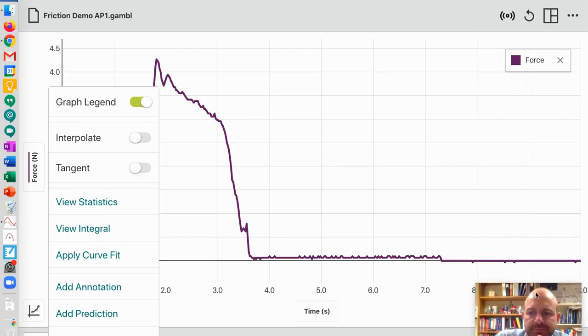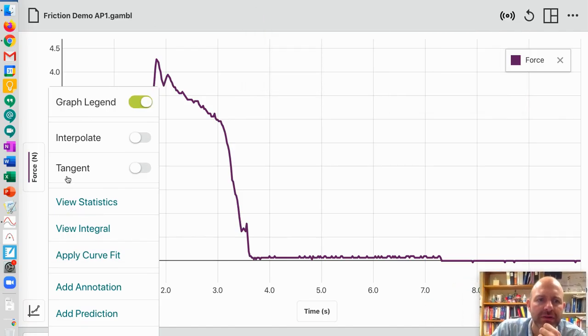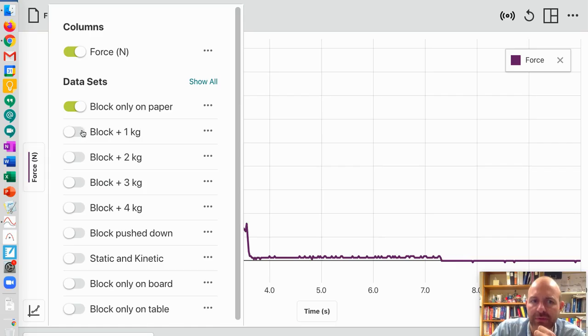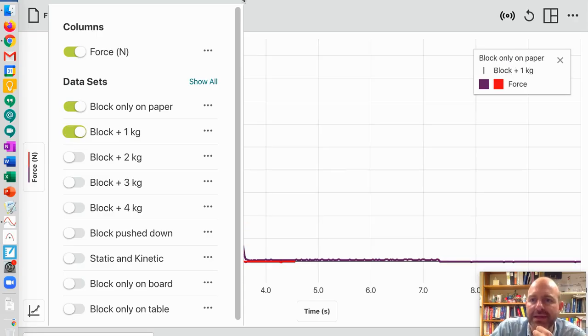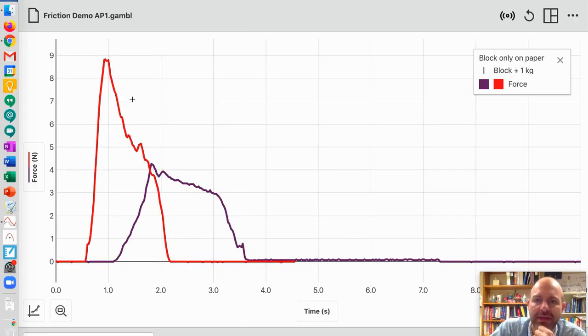So that's what it is. It's a force. Now, I have a lot of other data here that I've collected as I pulled them, and one of the things that I did is I said, oh, well, let me stack another mass on top of that block, and that's this red line. Notice the maximum friction and the frictional forces are all bigger until I sort of let go.